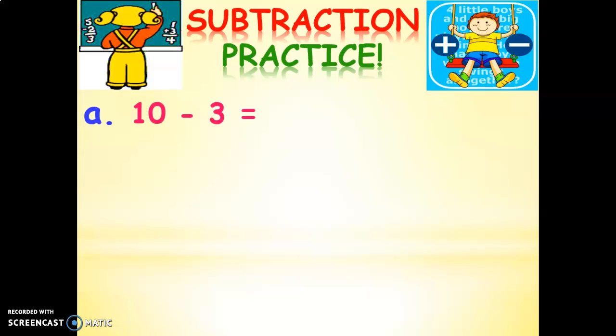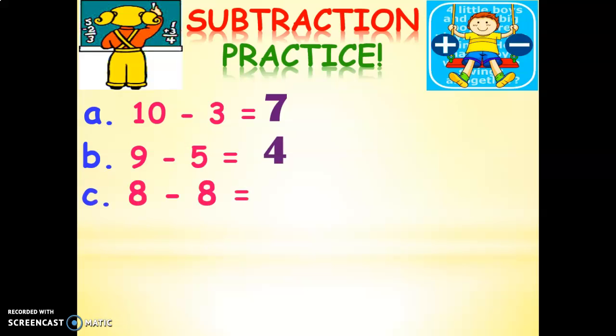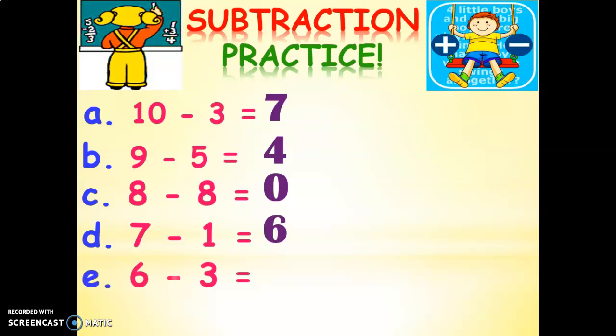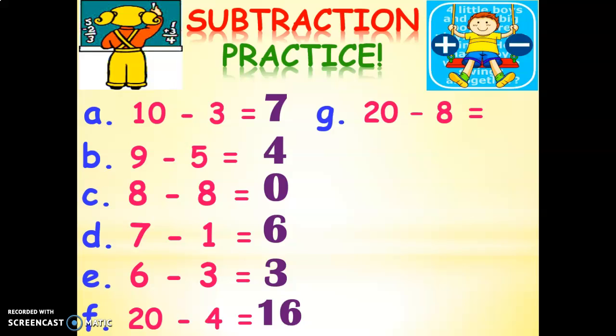For the first one, 10 minus 3, the answer is 7. You have 9 minus 5 equals 4. How about 8 minus 8? This is equal to 0. We have 7 minus 1. The answer is 6. We have 6 minus 3. The answer is 3. We have 20 minus 4. The answer is 16. Now how about 20 minus 8 equals 12.